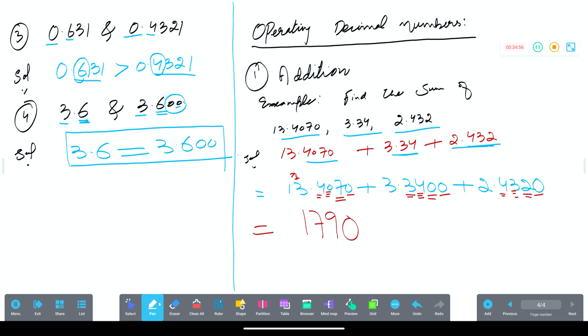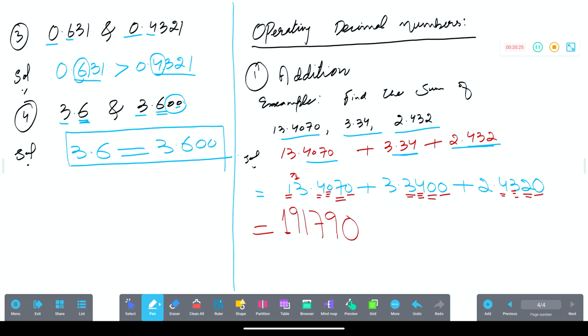Sorry, I was wrong here. Ones place. The ones place is before the decimal point, which is 3. Carry 1, 4. Ones place 7, ones place still plus 2, that is equal to 9. And now the tens place. There is a tens place only in 13. We don't have it in the others. It will be 1. So 1, 9, 1, 7, 9, 0. Now the decimal point.